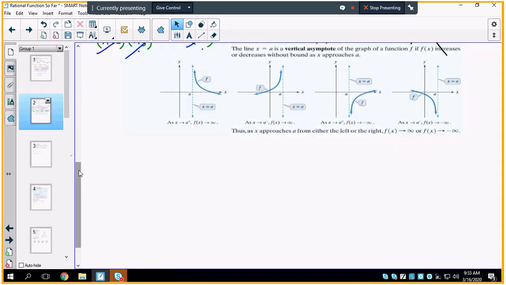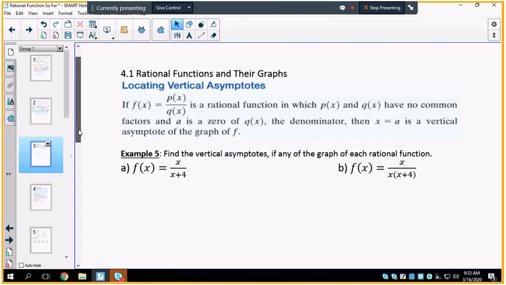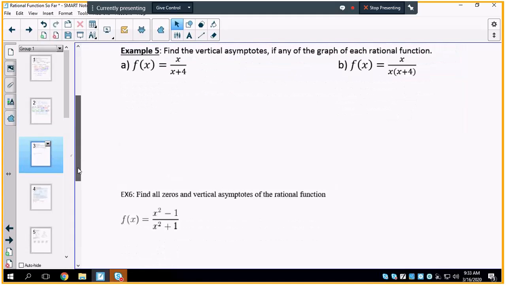Okay, so we're going to go ahead and talk about vertical asymptotes. So I'm going to skip this picture you are seeing. That's the formal definition of vertical asymptote, which we talked about last time in class. And straight ahead, start solving problems at page number 3. So example 5 is asking me to find the vertical asymptotes, if any, of the graph of each rational function.